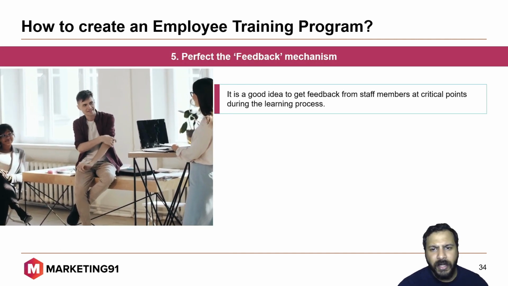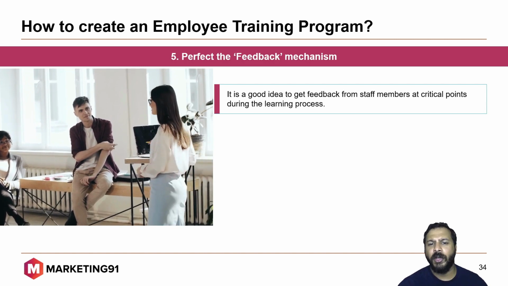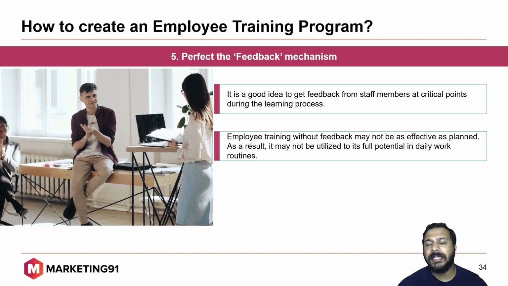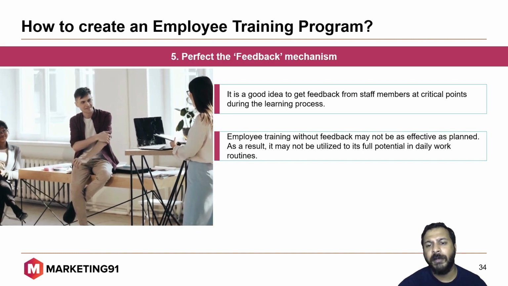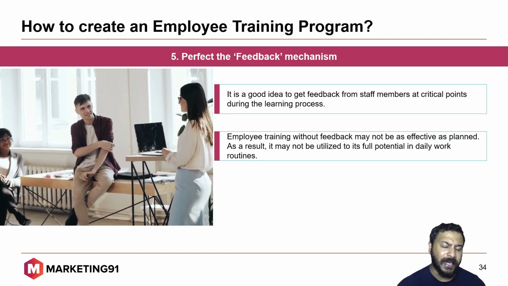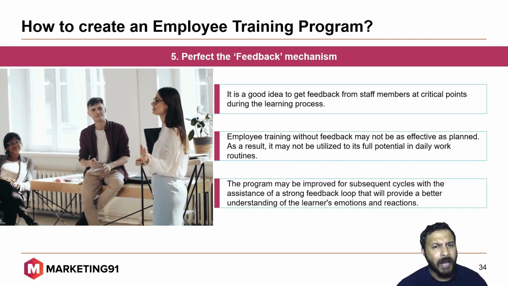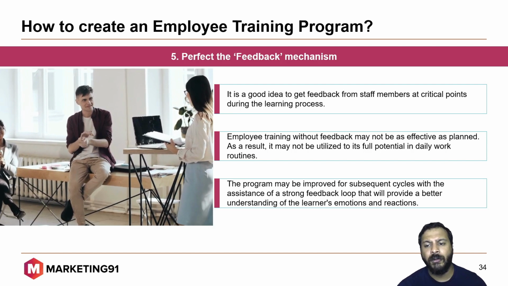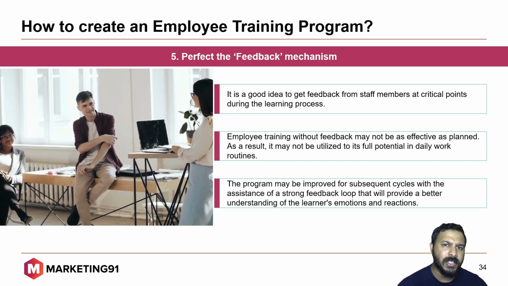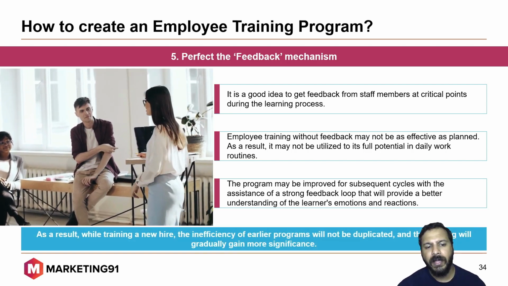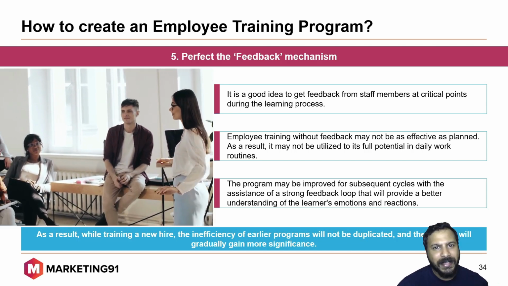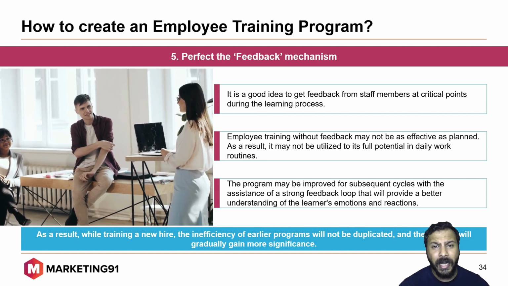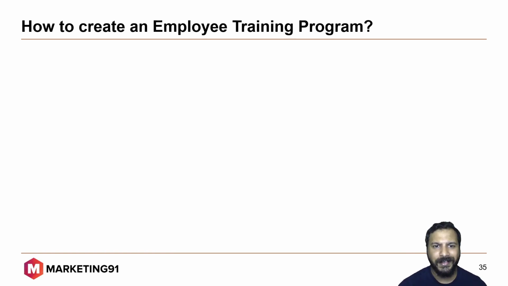At number 5, perfect the feedback mechanism. It is a good idea to get feedback from staff members at critical points during the learning process. Employee training without feedback may not be as effective as planned. As a result, it may not be utilized to its full potential in daily work routines. The program may be improved for subsequent cycles with the assistance of a strong feedback loop that will provide a better understanding of the learner's emotions and reactions. As a result, while training a new hire, the inefficiency of your earlier programs will not be duplicated and the training will gradually gain more significance.